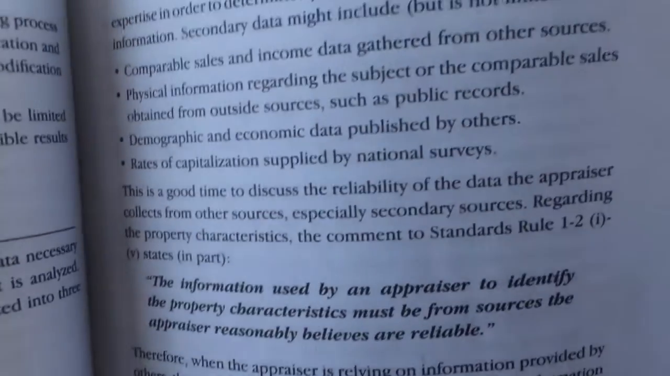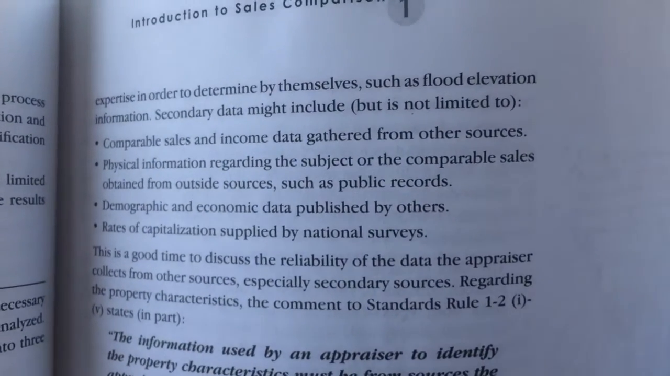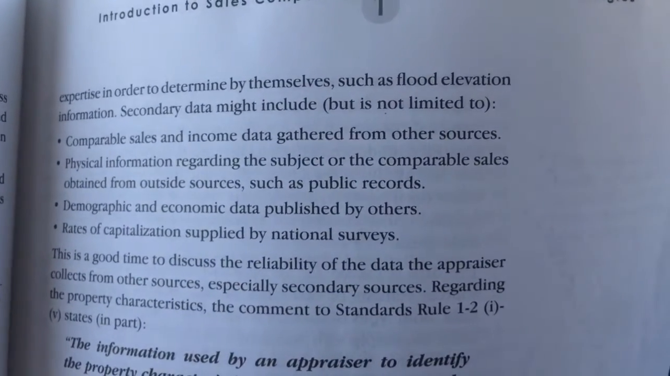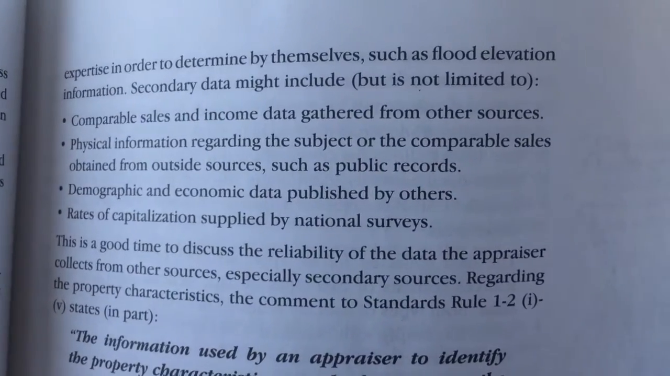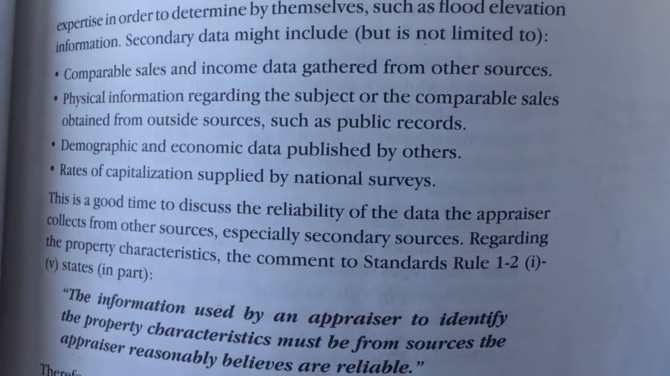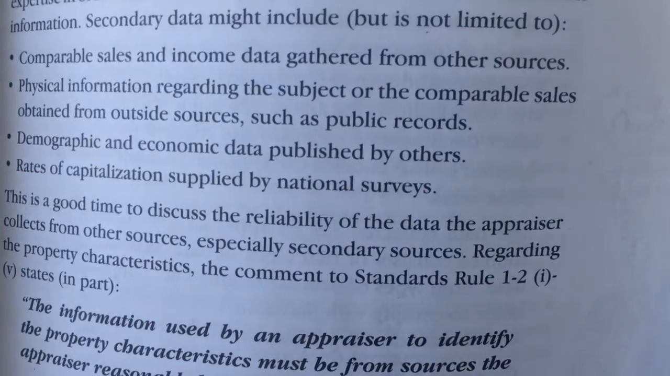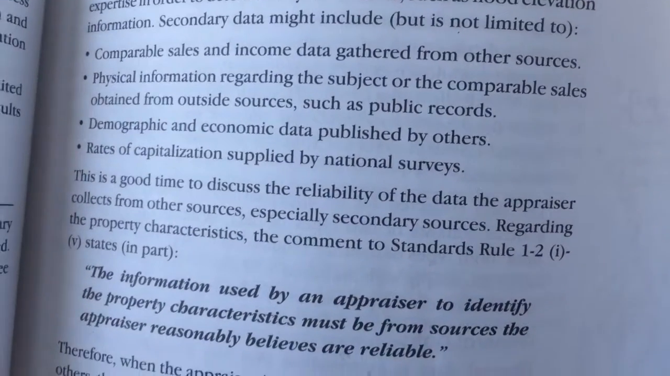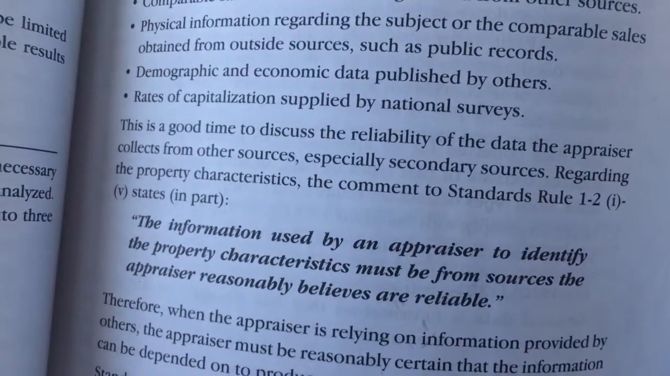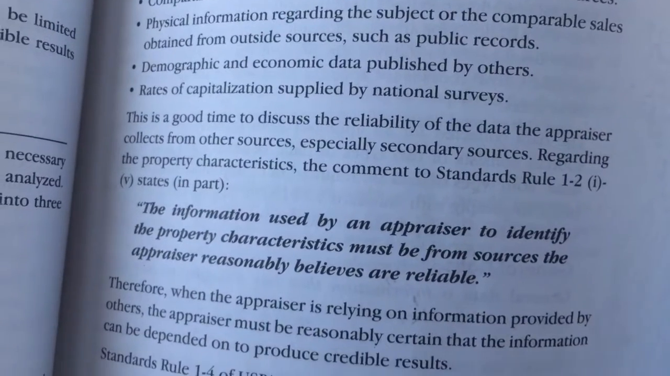Page 17. Expertise in order to determine by themselves, such as flood elevation information. Secondary data might include, but is not limited to, comparable sales and income data gathered from other sources. Physical information regarding the subject or the comparable sales obtained from outside sources such as public records. Demographic and economic data published by others. Rates of capitalization supplied by national surveys.